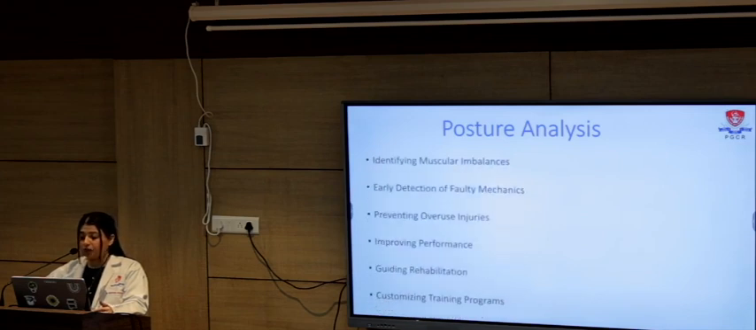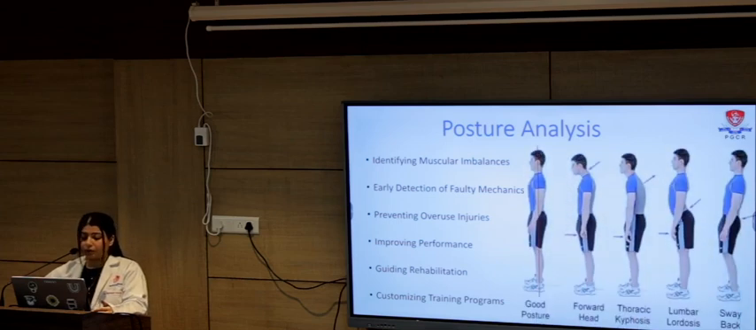Posture analysis in sports refers to the evaluation of a player's static and dynamic body alignment to identify potential imbalances and measure how different body segments like head, shoulder, spine, hip, and knee with ankles align during rest and activity. Poor posture can be a sign of muscle tightness or weakness imbalance. It can help in detection of faulty biomechanics, preventing overuse injuries, improving performance, guiding rehabilitation, customizing training programs.